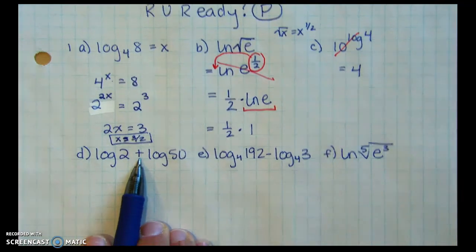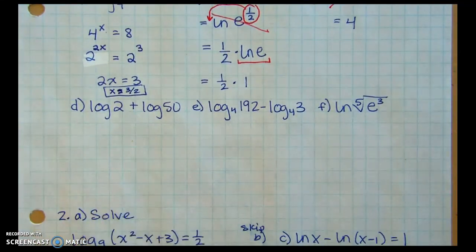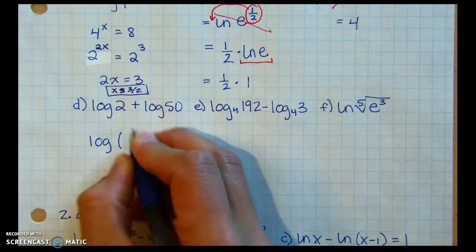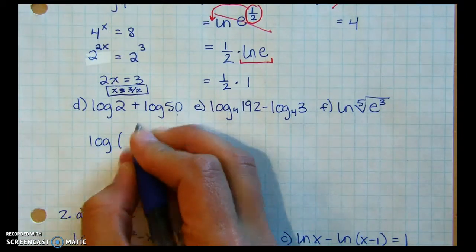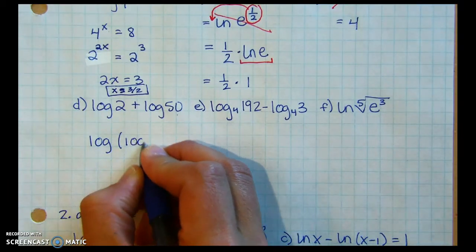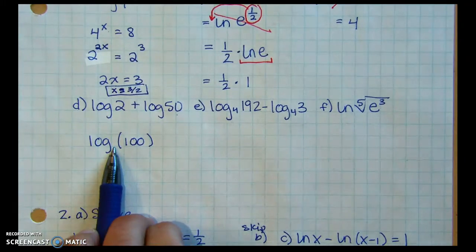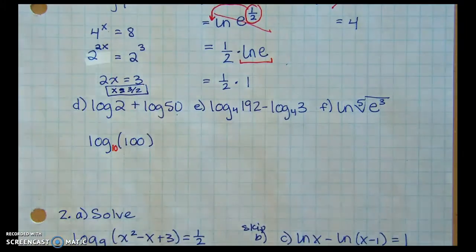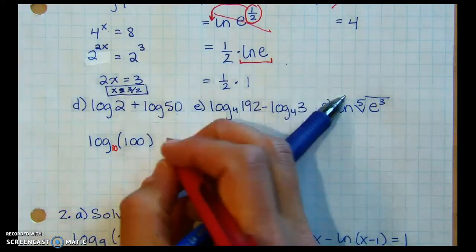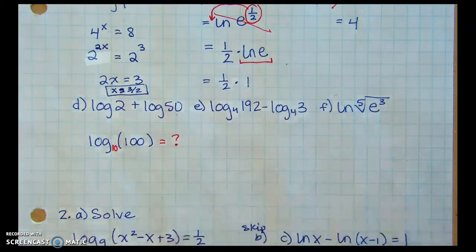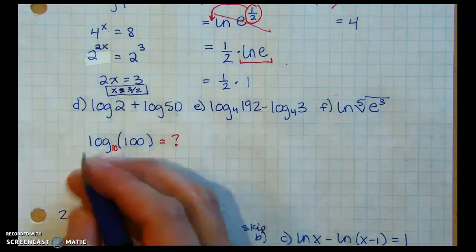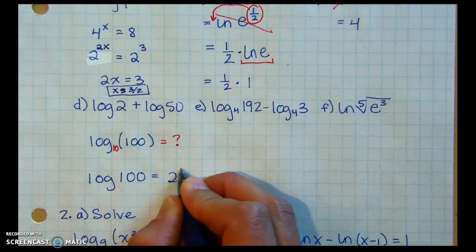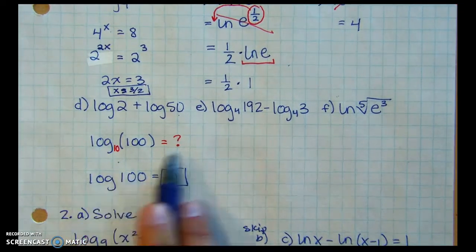What does this plus sign tell us to do? We're going to multiply. So we have log of 2 times 50. What's 2 times 50? 100. Now, when you don't see a base here, it's base what? 10. So now this is saying 10 to what power equals 100? So what does log 100 equal? 2. Why? 10 to the 2 is 100.